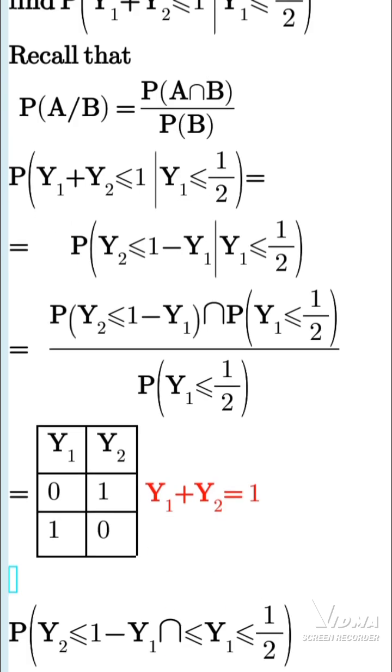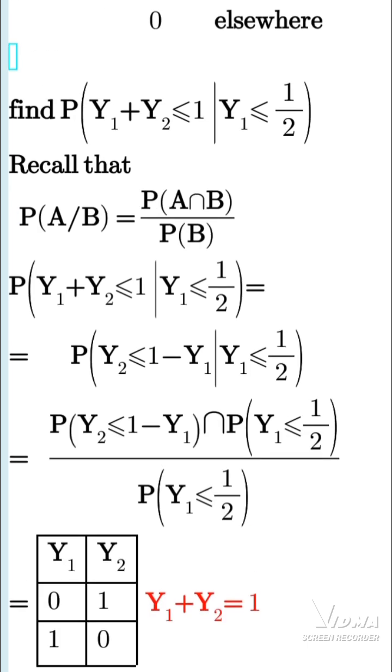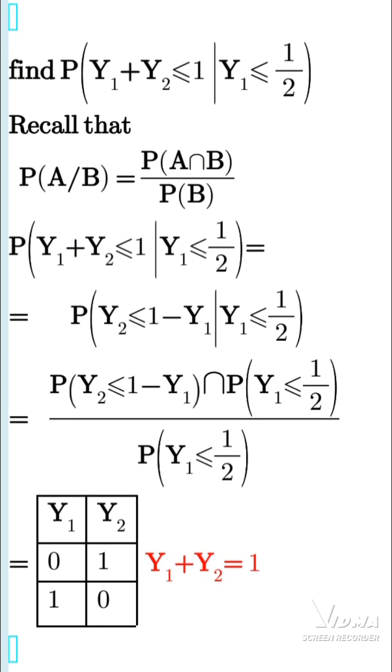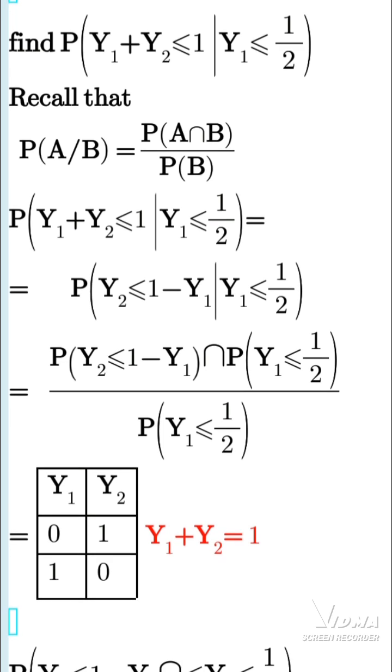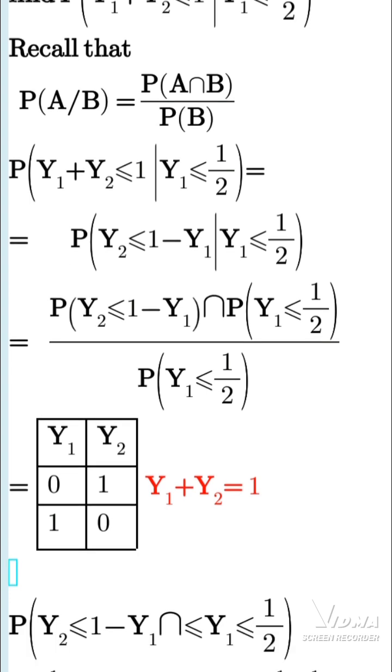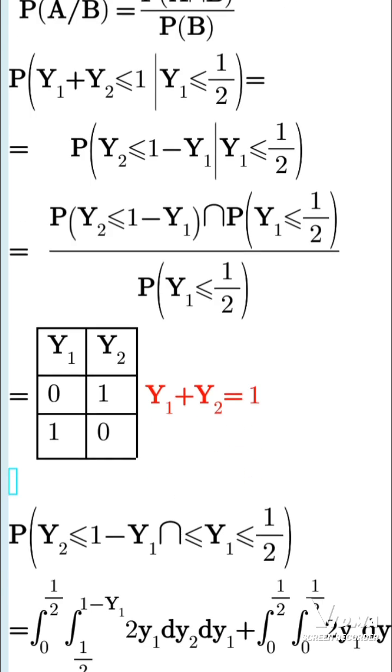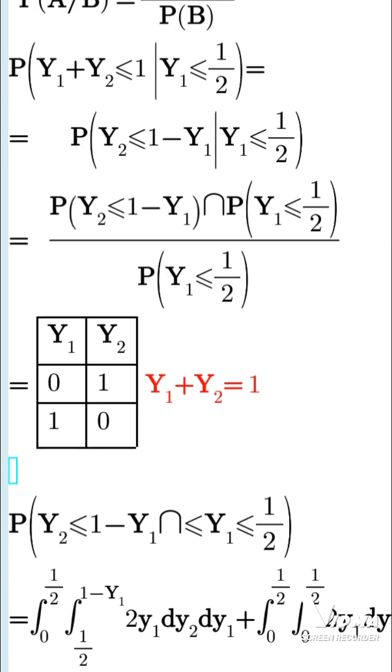Now they already said that y1 plus y2 is less than or equal to 1. If y1 plus y2 is less than or equal to 1, it simply means that either y1 is 0 and y2 is 1, or y1 is 1 and y2 is 0. These are the only conditions that give y1 plus y2 equal to 1, because the condition is less than or equal to. So we are considering y1 plus y2 to be equal to 1. So the only condition for this to happen is that either one of them is 0 or one of them is 1. So that is it. So let's go.